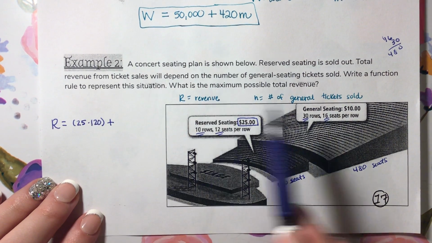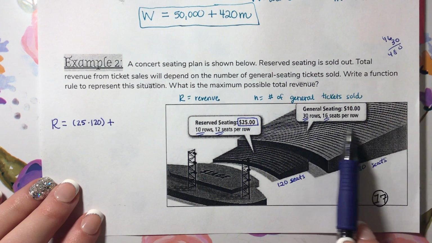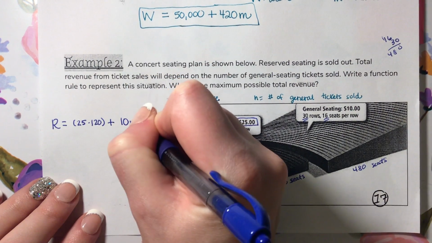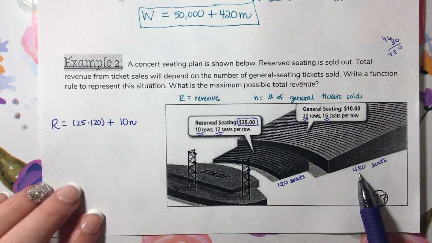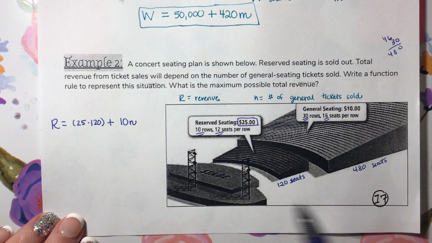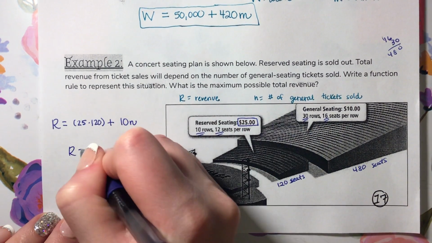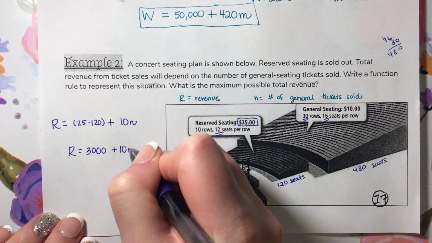Plus $10 for however many seats we sell. So it's going to be 10 N, because I don't really know if I'm going to sell all 480 seats completely sold out. That would just be, you know, best case scenario. So my final answer is going to be revenue is equal to 3,000 plus 10N.